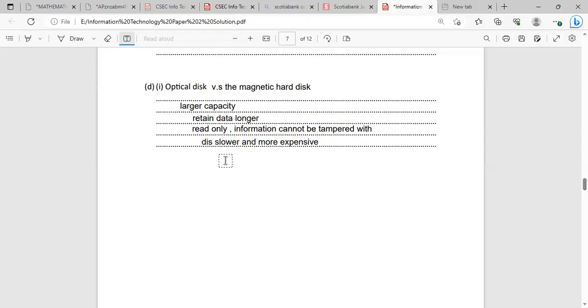All right, so let's look back, let's recap. The advantages of the optical disc versus the magnetic disc is that the optical disc has a larger capacity. The optical disc retains data longer. The optical disc is read only, so therefore information cannot be tampered with, while the disadvantage is that it's slower and more expensive than the magnetic disc. If it's expensive, it's a disadvantage.